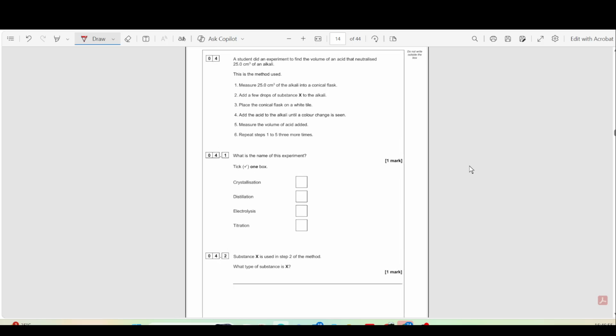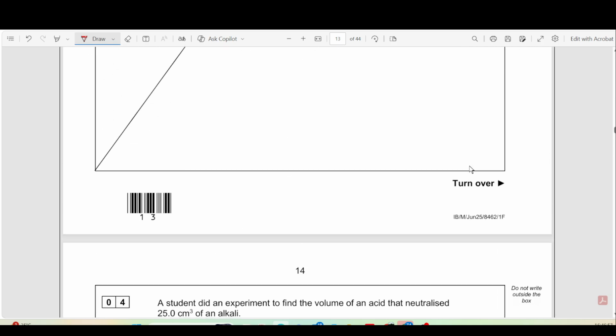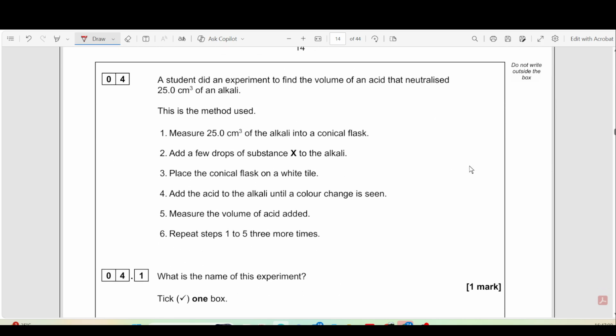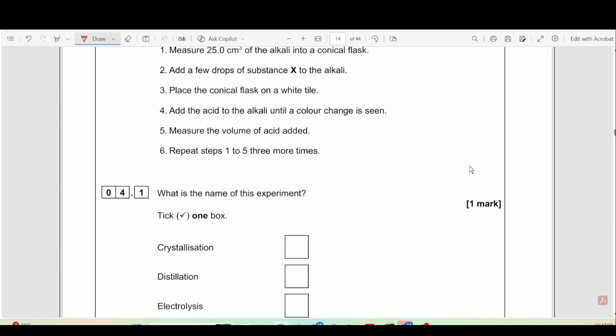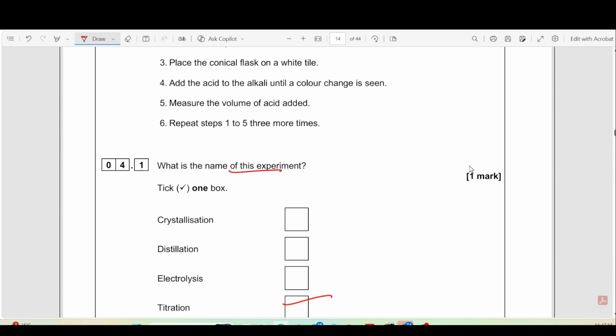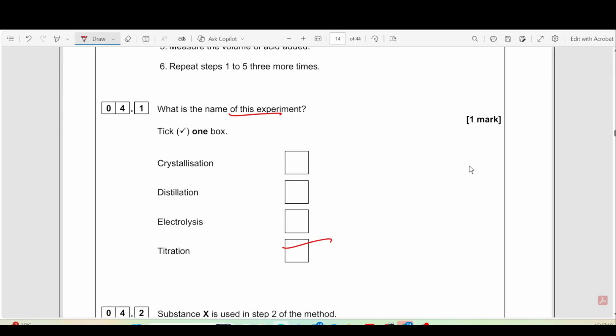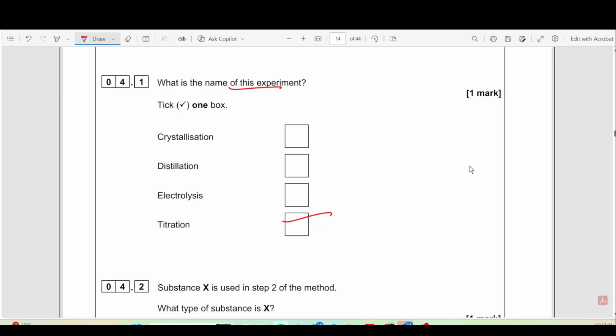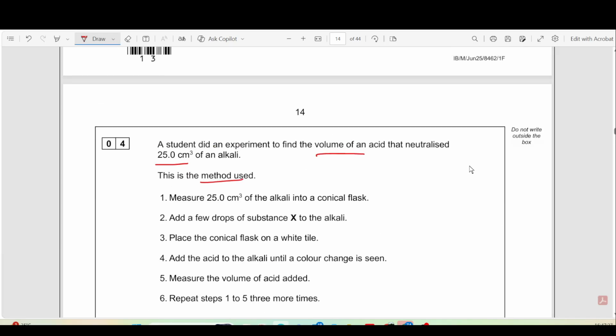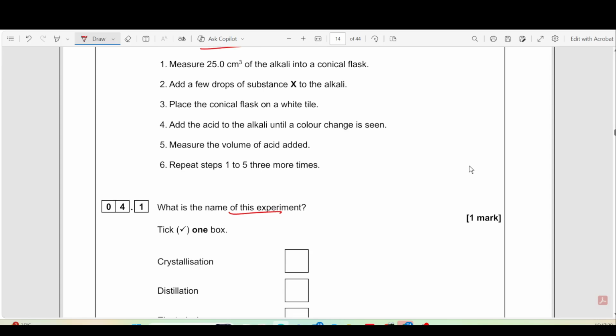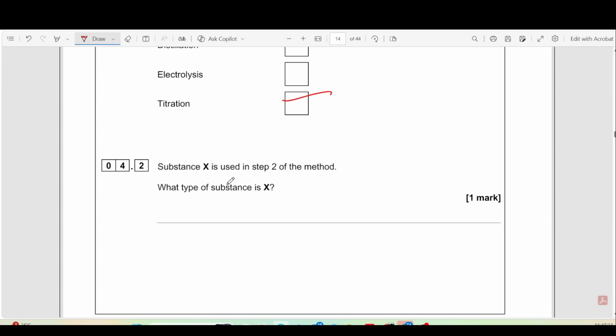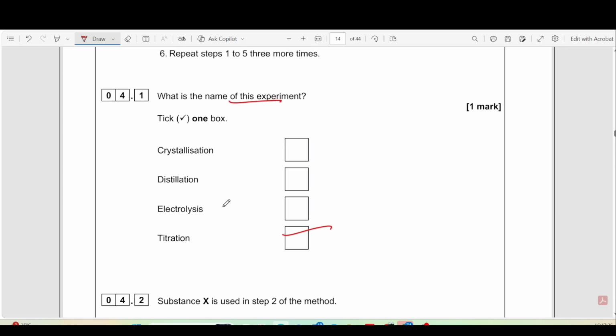Next question is this. A student did an experiment to find the volume of an acid that neutralized this much of alkali, and these are the methods used. It says, what is the name of this experiment? The name of this experiment is titration, because titration is a method used to determine the concentration of a known reactant by reacting it with a volume of another reactant, and you can see it is used to find volume. And then next, substance X is used in step 2. What type of substance is X?